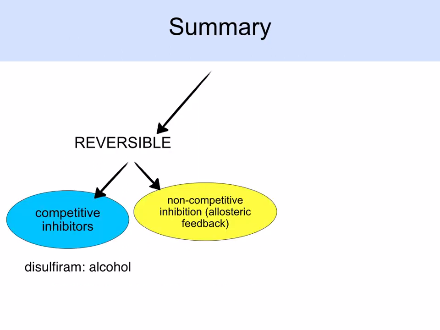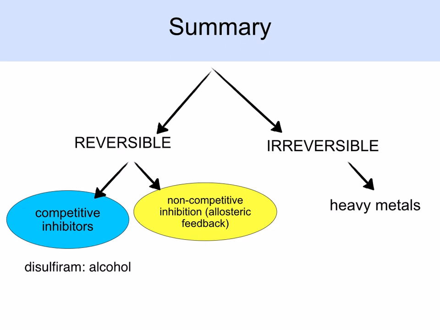So in summary, what have we learned? We've discussed reversible inhibitors, and we've looked at competitive and non-competitive inhibition. Remember that competitive inhibitors compete for the active site, and the example that we looked at was disulfiram and how it is used in alcoholics. Then non-competitive inhibition, it binds to another site called an allosteric site. And then you've got irreversible inhibition. And examples are heavy metals.